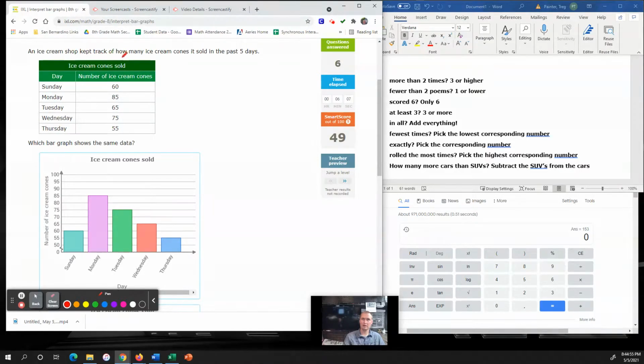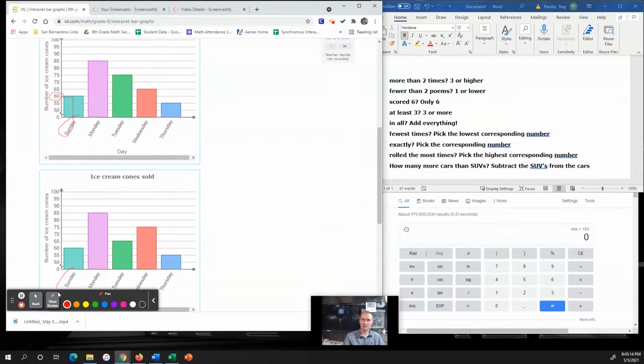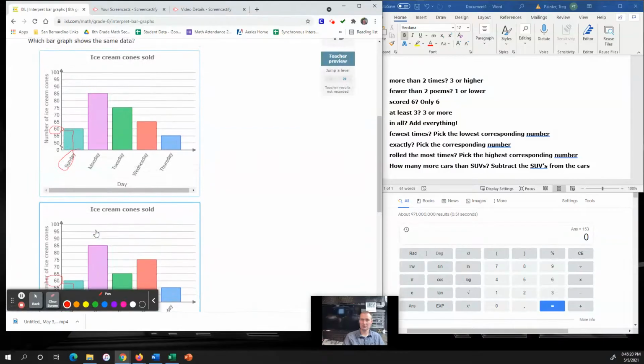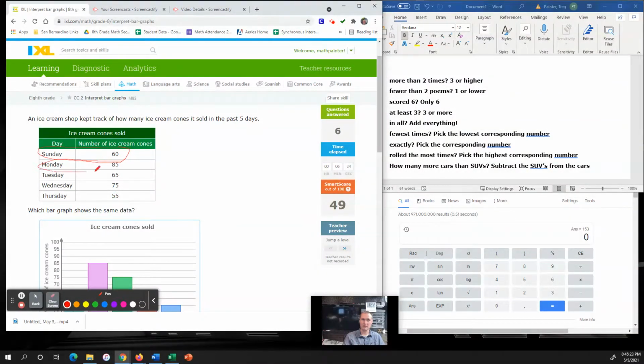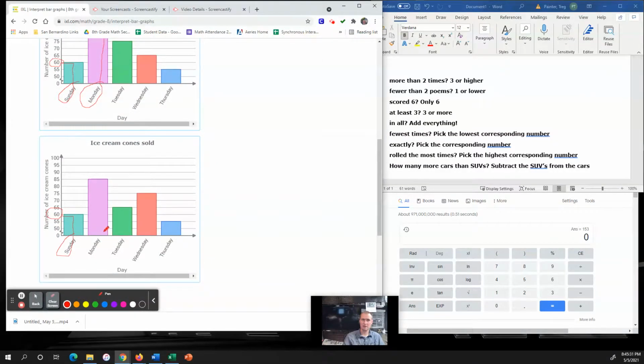An ice cream shop kept track of how many ice cream cones it sold in the past 5 days. Which bar graph shows the same data? I like these ones because you just match it up. Start with Sunday. Sunday said 60. Sunday up to the top, that is 60. That one's good. Sunday, second one, up to the top, that is 60. And there's still only two, thank goodness. Monday, 85. Monday up to the top, that's also 85 so far. First graph is working. Second one to the top, also 85.